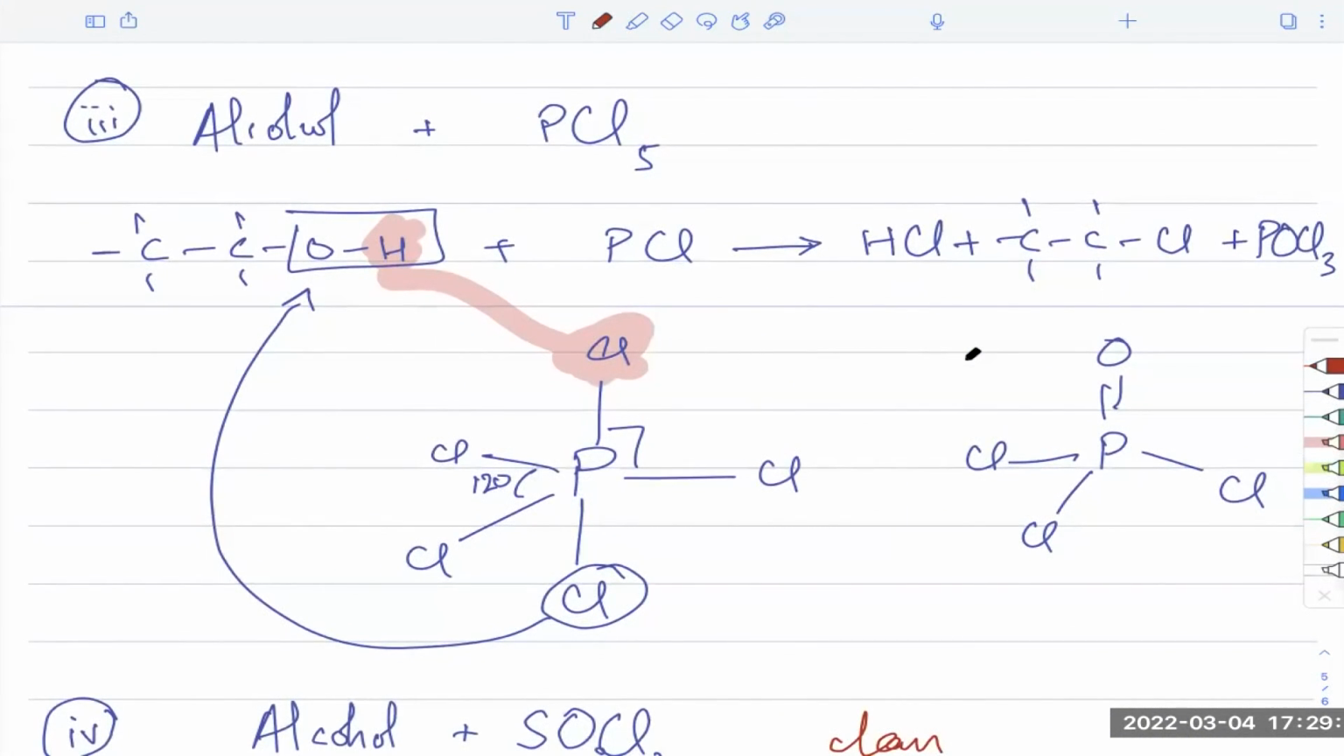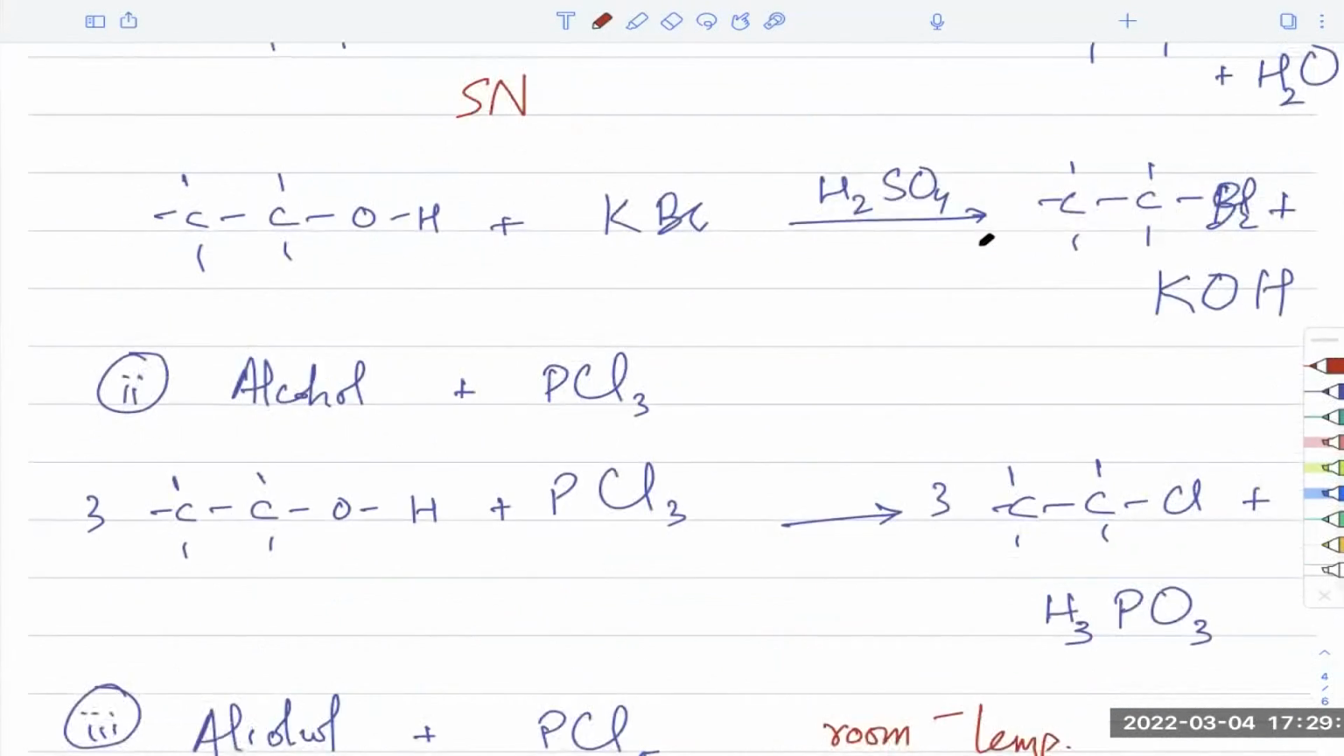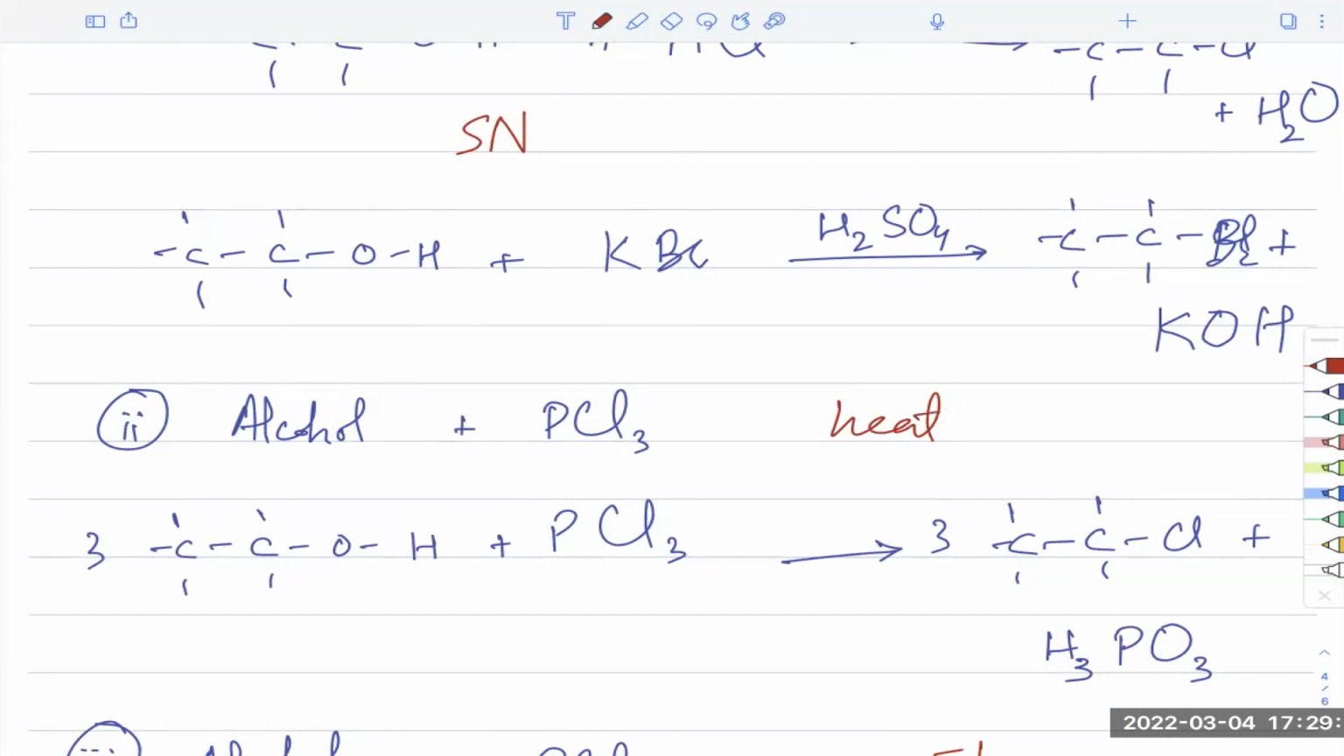This method has an advantage that this is happening at room temperature. I don't need to heat it up. And this method, I will need to heat it up and I will also need to do fractional distillation to separate them. So that's how I get these tertiary or secondary or primary, whichever I have, halogen alkanes. Okay. So that's how I get them.